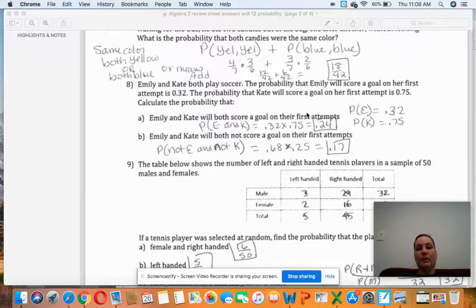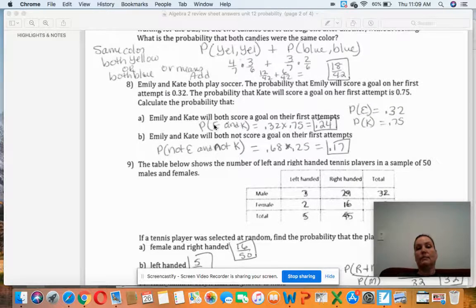Okay, Emily and Kate both play soccer. Probability Emily will score a goal in her first attempt is 0.32. Probability Kate will score a goal in her first attempt is 0.75. So I wrote the probability of E is 0.32. Probability of K is 0.75. What's the probability Emily and Kate will both score a goal on their first attempts?